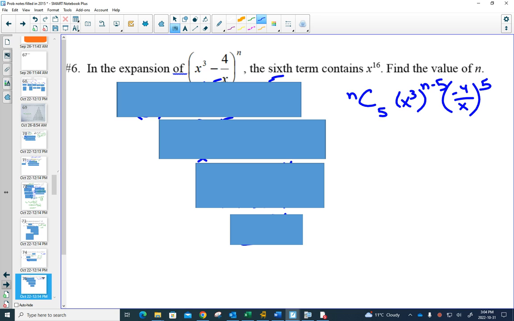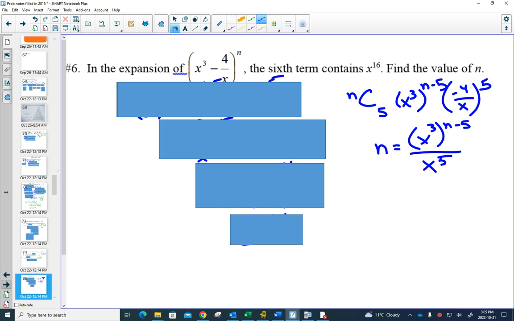And once you write out the formula part, you realize that this is very similar to the ones when we didn't know r. And you probably can do some mental math. What would n have to be to give you an x to the 16? You know that there's going to be an x to the 5 on the bottom. And you know on the top, there's going to be an x cubed to the n minus 5. And I want to have x to the 16.